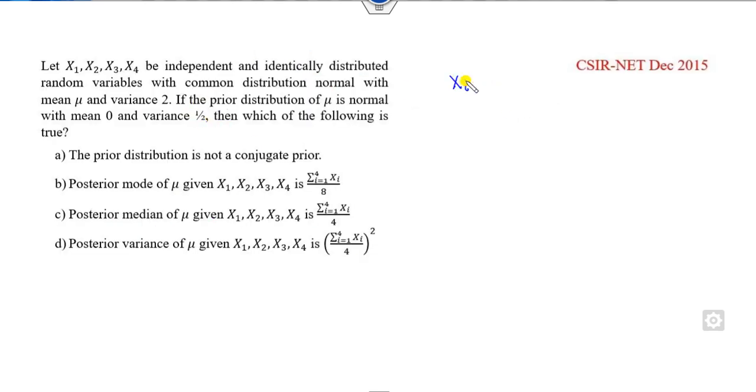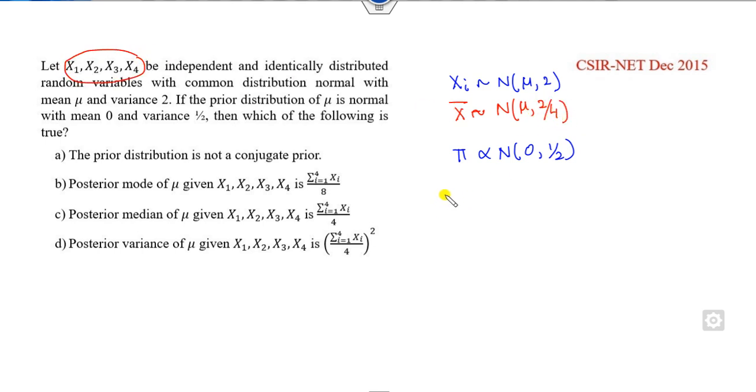So you can see Xi follows a normal distribution with mean mu, and the prior follows the normal distribution with mean 0 and variance half. Can you find the sample mean? The sample mean follows a normal distribution with sigma square over n. What is the sample size? 4. Then it also follows the posterior. The mean of the posterior is a weighted average of this.